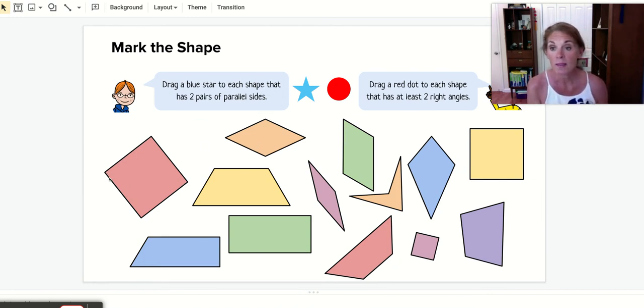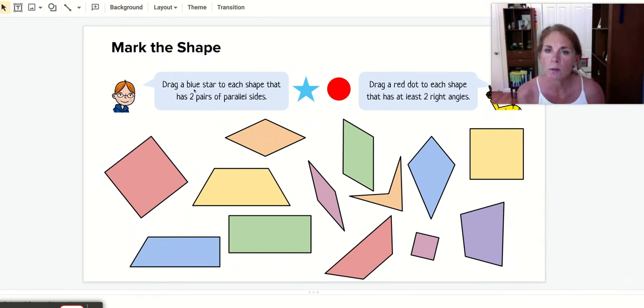Parallel means they are opposite of each other. So these two lines are parallel to each other, and they go on and on and on. If you made them go out forever and ever, they would never touch. They are the same distance apart at one end as they are at the other end. These two lines are not parallel because they're closer together here than they are down here.